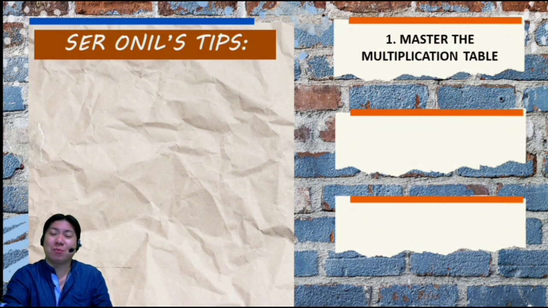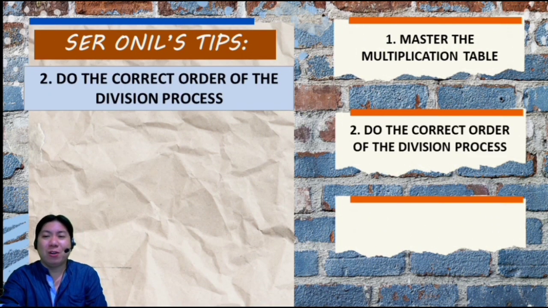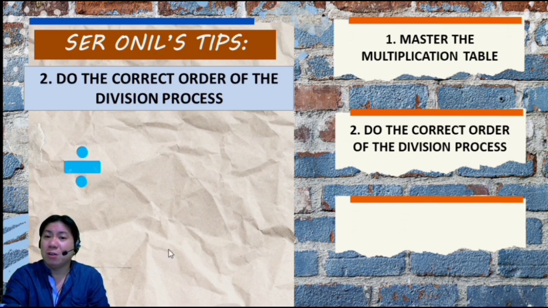Tip number 2, do the correct order of the division process. It is not enough that we master the multiplication table. Siyempre, dapat master din natin yung correct order of the division process. I think the reason why most pupils are having a hard time with their division is because division alone has 3 different fundamental operations. It involves 3 different operations. Meron tayong division, multiplication, and subtraction.